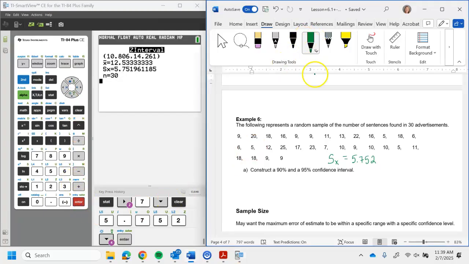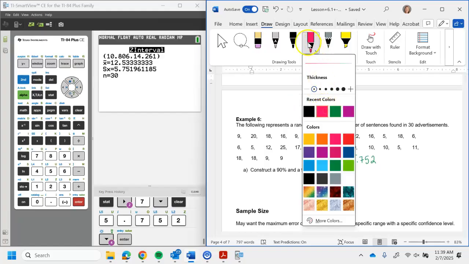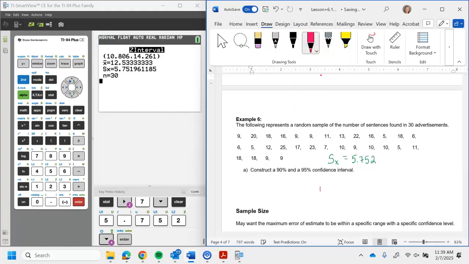So here are my numbers, and I'm going to write these down. I have 10.806. Okay. And then I'm just going to draw a quick little number line here. And then we're looking at 14.261. Between those two, that would be my 90%.